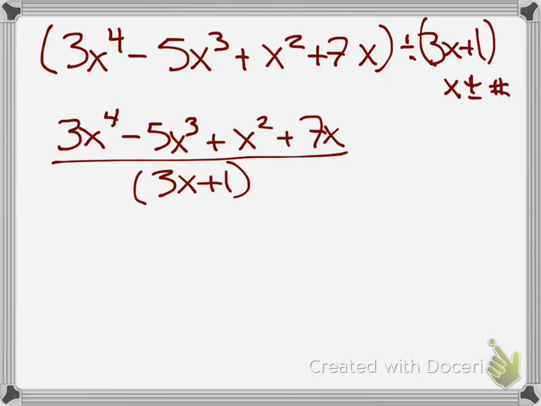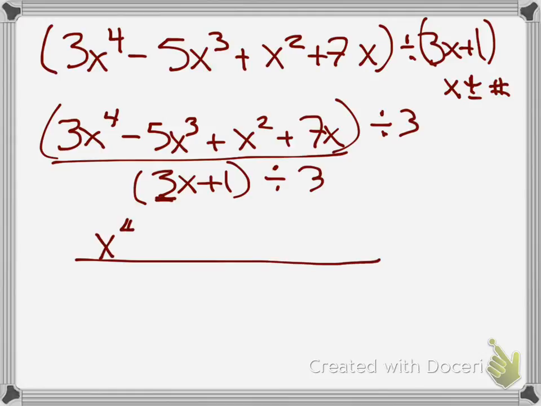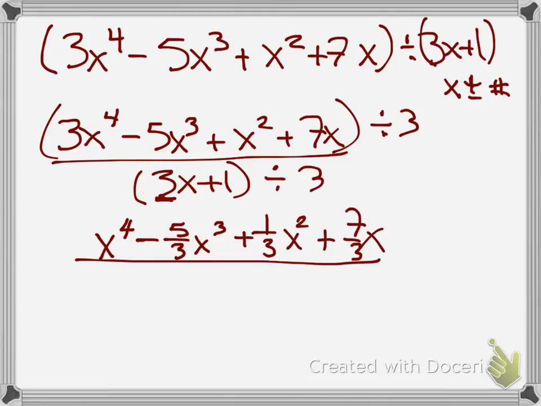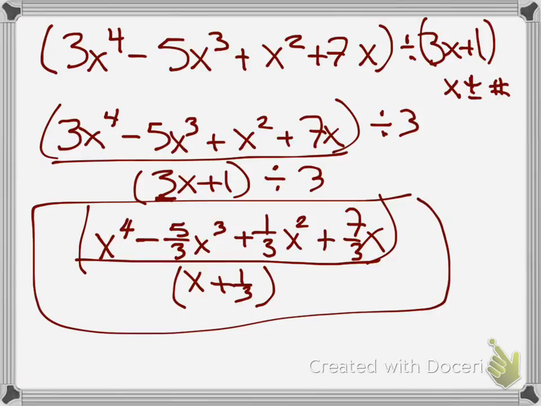So how do I get rid of this 3? Well, I can divide it by 3. But whatever I do to the bottom, I'm going to do to the top. So I'm going to divide everything by 3. And what I end up with is x to the 4th minus 5/3 x cubed plus 1/3 x squared plus 7/3 x plus a 0 because I should still have that. And notice here I've got the 1/3. So this is what I'm going to work with.